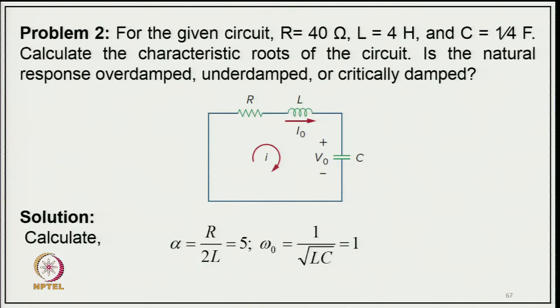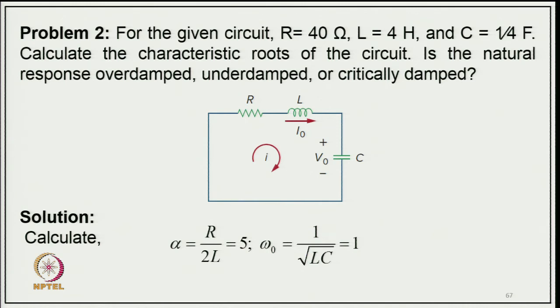Well, coming to problem 2, for the given series RLC circuit, R is given as 40 ohm, L is 4 Henry, and C is 1.4 farad. Calculate the characteristic roots of the circuit. Is the natural response overdamped, underdamped, or critically damped?